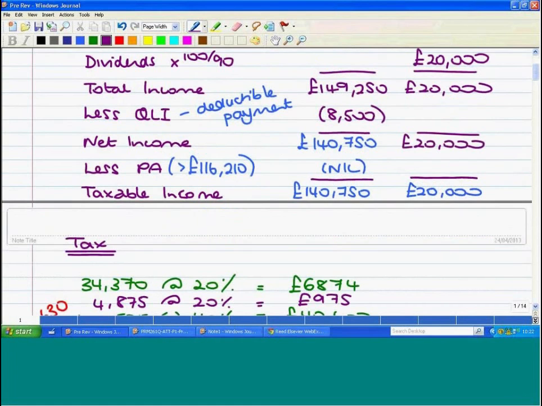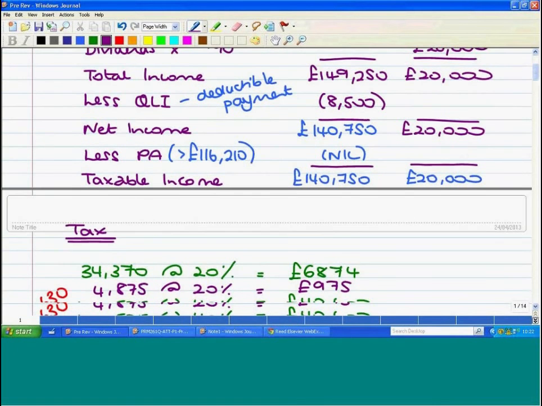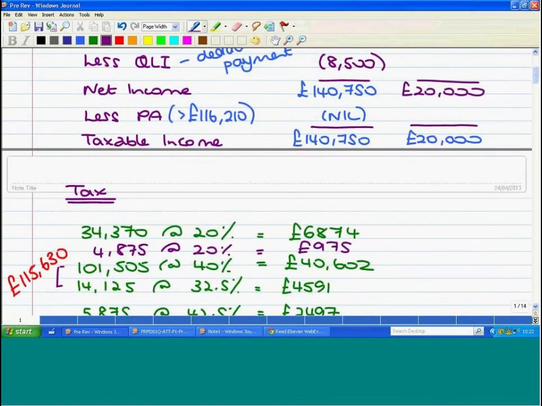If it's obvious, if it's numbers that are very big, then that should be sufficient. If in doubt, show your full workings. Now we're then able to take our figure from our non-savings column, run it through the tax band. So again, my tax tables can help me here. The first £34,370 is going to be at 20%.